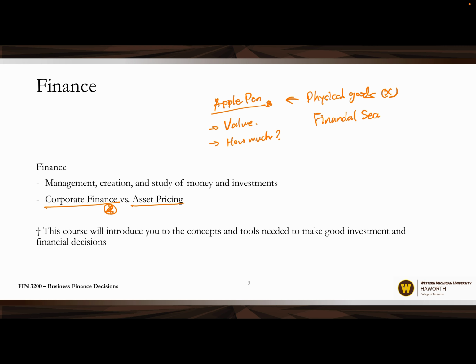Financial securities are basically deals by some entities. Could be governments, could be corporations. So we're gonna try to value securities like government bonds or corporate bonds or corporate stocks. These are financial securities, and we're going to try to come up with the price of these securities. And that's asset pricing.